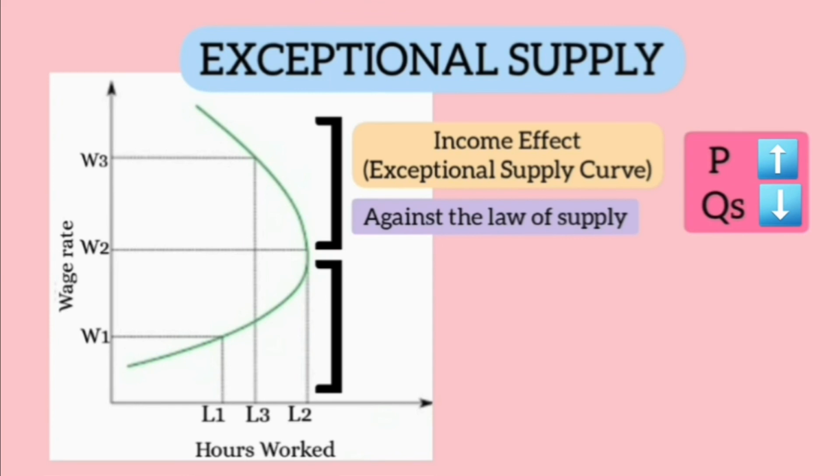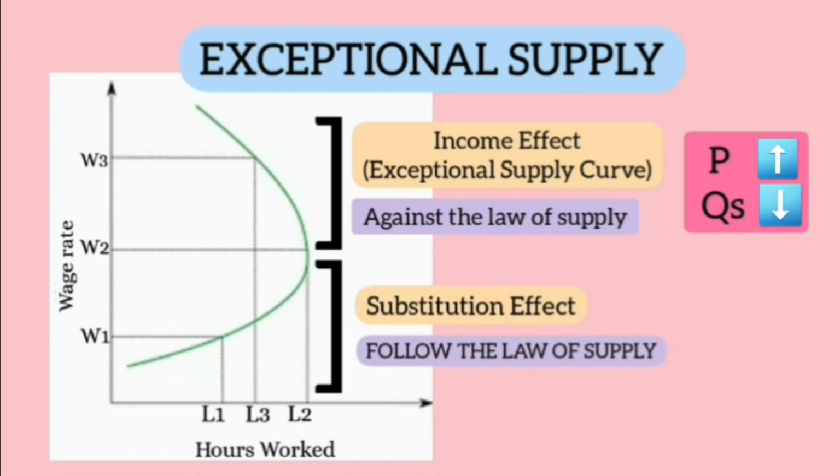After that, below W2 is the substitution effect. We can see that this follows the law of supply, whereby when price increases, the quantity supplied increases. For example, when the wage rate increases, labor is willing to work longer hours.